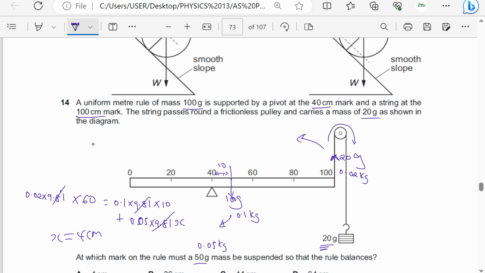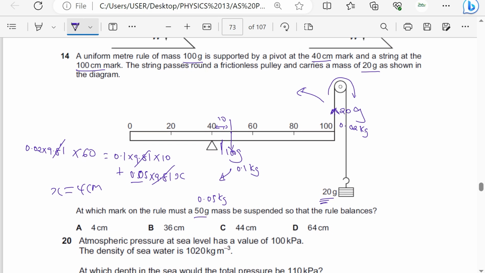Remember, the 0.05 kilogram mass should cause a clockwise moment to balance the anti-clockwise, so it's on the right hand side, 4 centimeters on the right hand side, so it should be somewhere here. It is going to be placed at a distance of 4 centimeters from the 40 centimeter mark. So it is going to be at 40 plus 4 centimeters, which is 44. So the answer is going to be C.